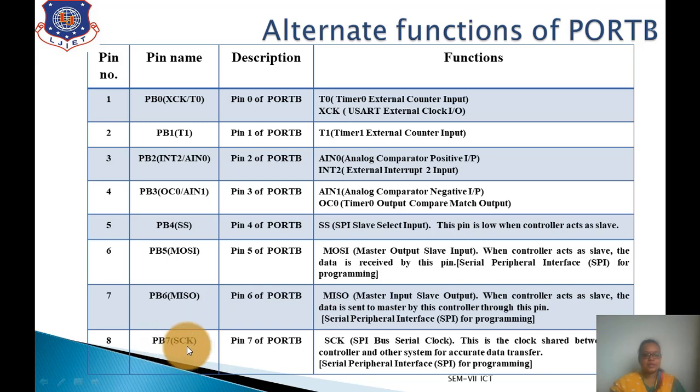And last, that is PB7 SCK, the serial clock for the SPI bus. For peripherals to be connected serially, we need a clock that is synchronized between all the peripherals, so that accurate data can be transferred. So whenever we are using SPI, serial peripheral interface, for synchronizing the clock we are activating this pin, which is PB7, having the alternative function SCK.